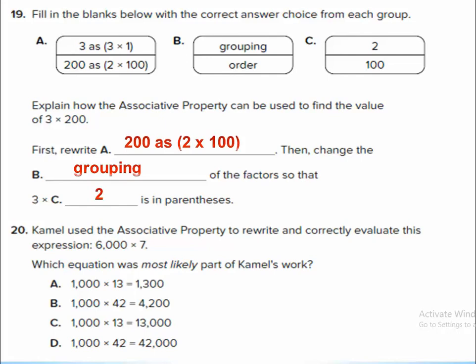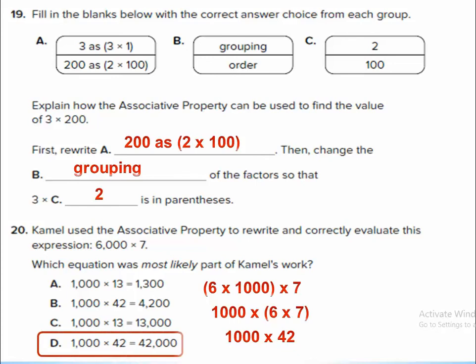Kamil used the associative property to correctly evaluate this expression. 6000 times 7 means 6 times 1000 times 7, and replace with 1000 times 6 times 7 and group 6 times 7, it will be 1000 times 42 equals 42,000. Thank you.